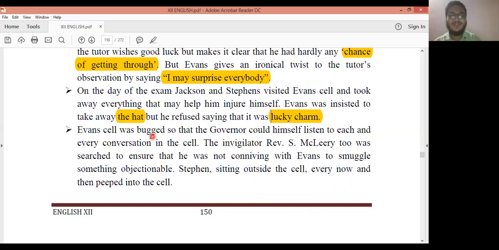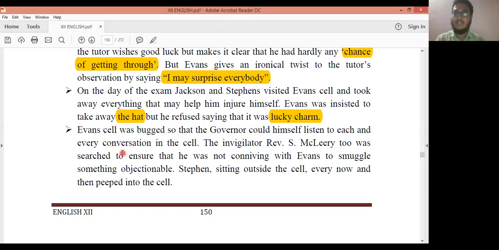Okay. Ivan's cell was bugged by the governor so that the governor could himself listen to each and every conversation. It means Ivan was kept inside the prison, and the governor could keep his observation tight on whom? On Ivan. So who gave this instruction? The governor. And who was the invigilator there?